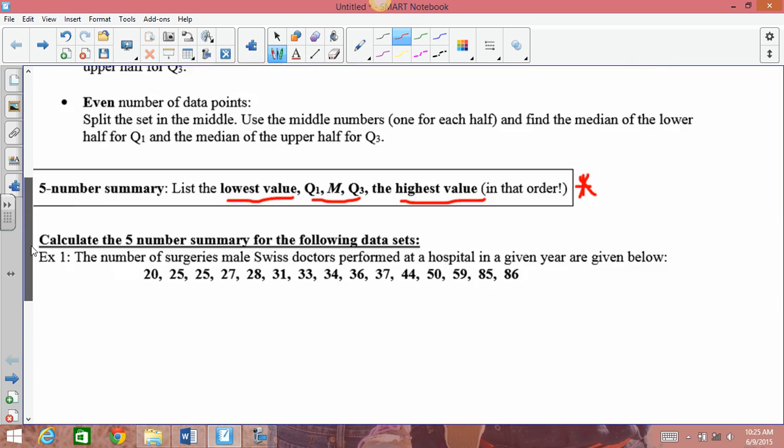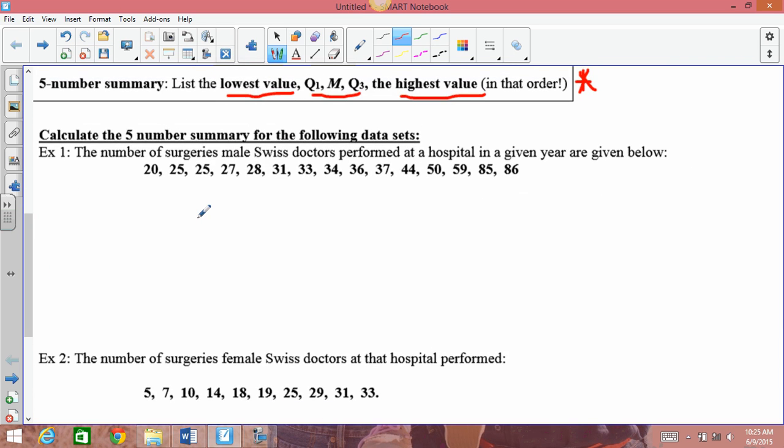I looked at the data we had looked at before, the number of surgeries that male Swiss doctors performed at a particular hospital in a given year. As you can see, I went ahead and put that data in order for you. A quick recap from 6A: always find the median first, which is your Q2. The location of your median is the number of data points, in this case 15, plus 1, divided by 2. So that gives me 16 divided by 2, which gives me 8.